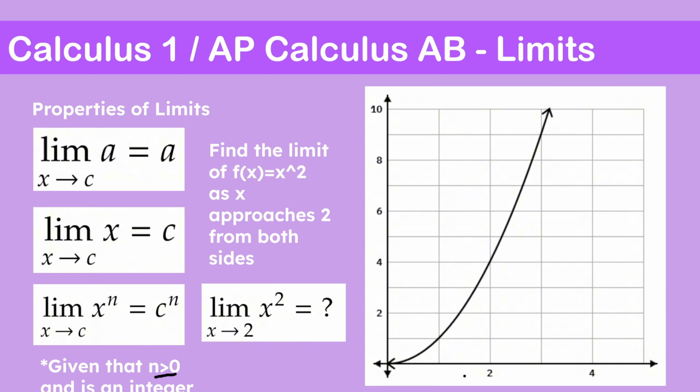We're trying to look for x equals 2, so x equals 2 is right here. We're trying to see what value the function approaches. From the left, the function approaches 4, and from the right, the function also approaches 4. So now we can say that the limit of x squared as x approaches 2 is going to be equal to 4, or 2 squared as shown here, which is also equal to 4.